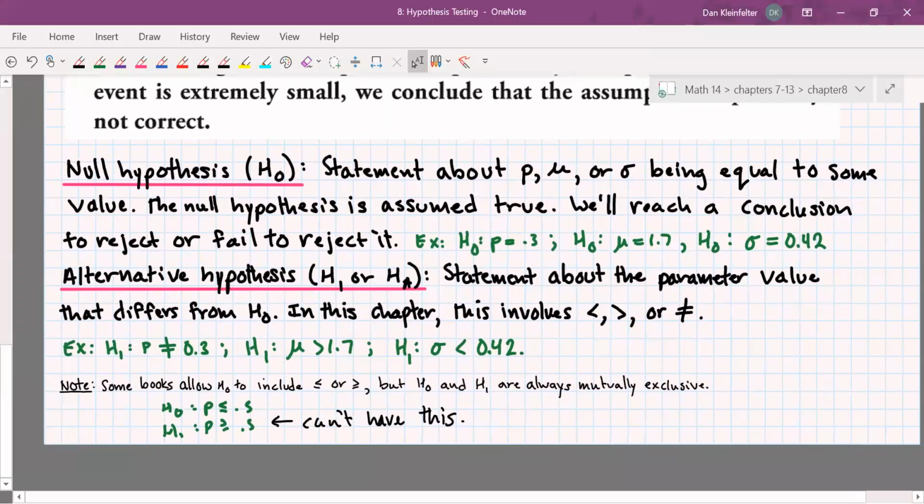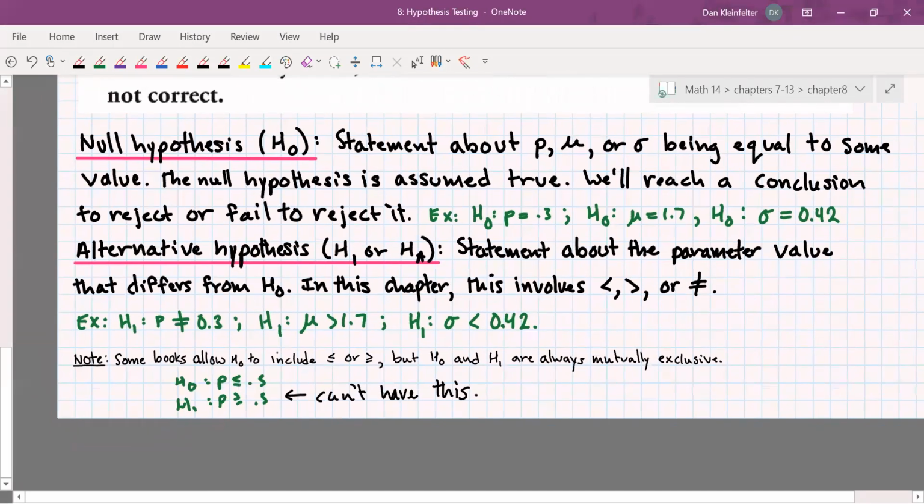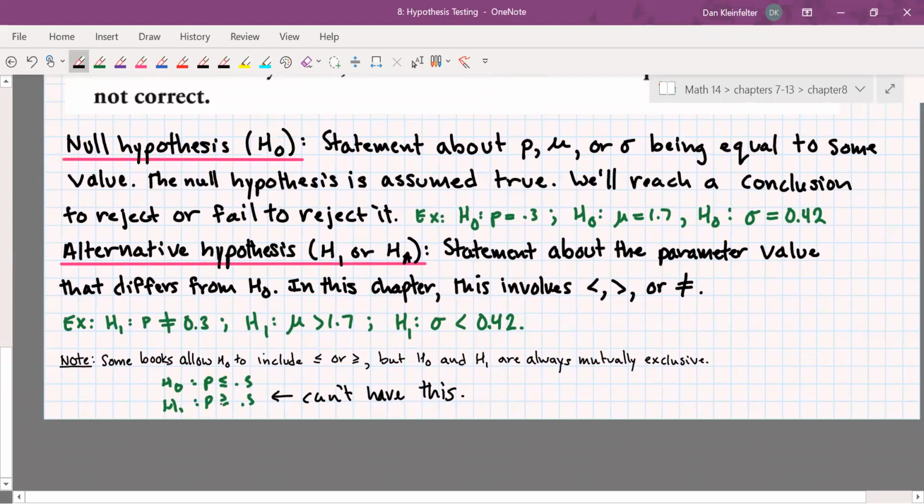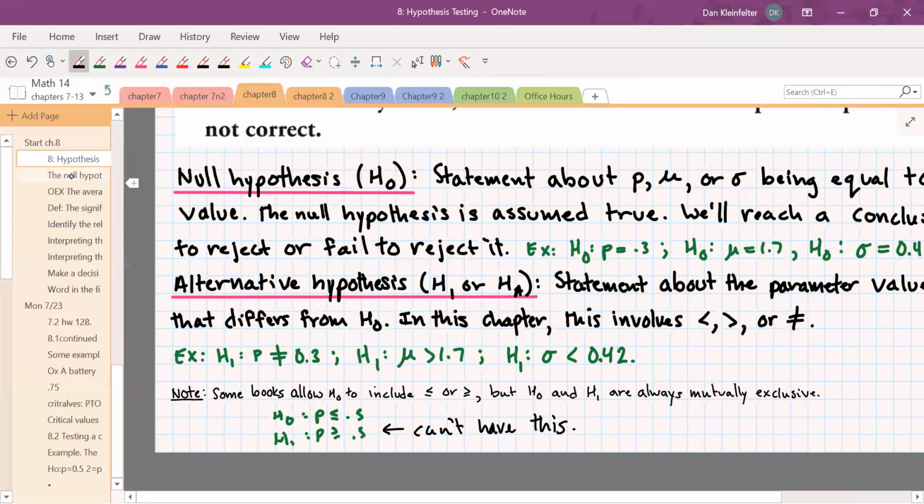As a side note, some books allow the H0 to include the equal to case. Our book doesn't do this, but in any case, the H0 and H1 are always mutually exclusive. That is, if you know H0 is false, then H1 has to be true. And if H1 is false, then H0 has to be true. Okay, so also the H0 and H1 can't overlap. For example, we can see at the bottom here, p is less than or equal to 0.5, p is greater than or equal to 0.5 is our alternative. What if p is equal to 0.5? Well, that would fit into both cases, and we will not have that happen ever.